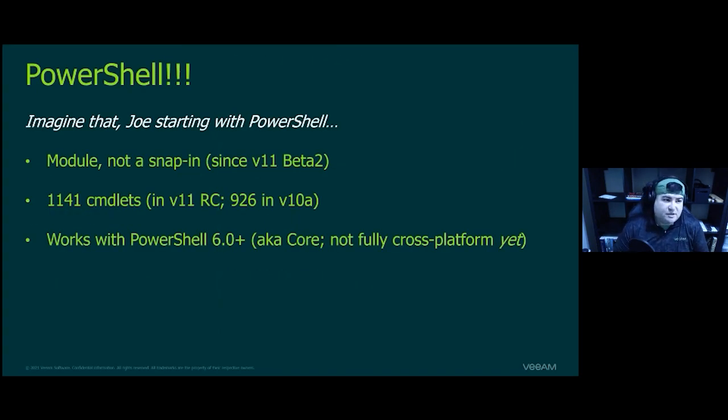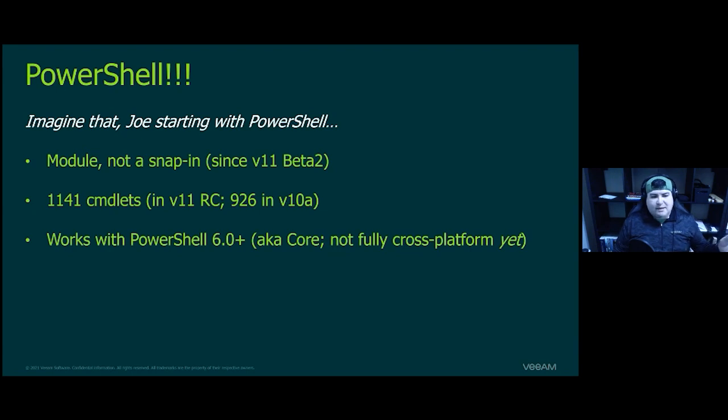PowerShell. So imagine this. Joe is starting off with PowerShell, as usual. Biggest thing to note with version 11 is actually as of the beta 2 for version 11, we have a module and no longer a snap-in. So this does mean that for people that are running Veeam PowerShell scripts, especially if they're doing things interactively at the command line, when they run the cmdlet for adding in the old PowerShell snap-in, it's going to give them an error that those do not exist anymore. Really, all it's going to do is give that warning.